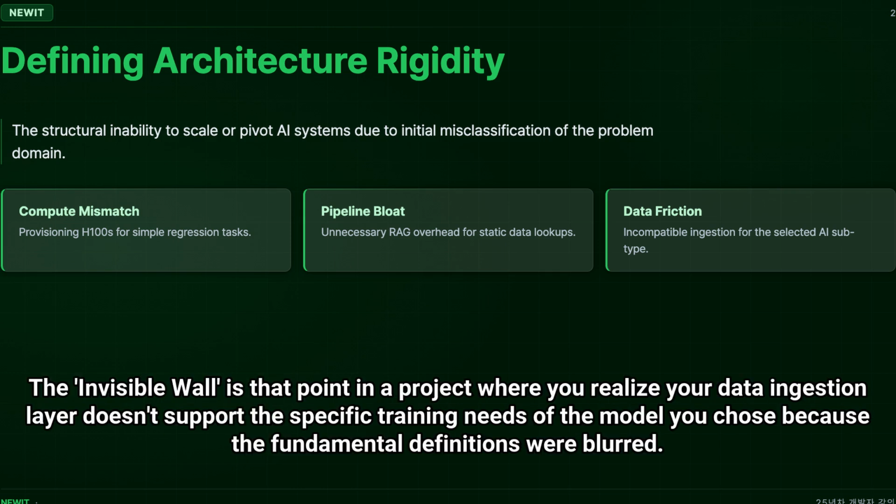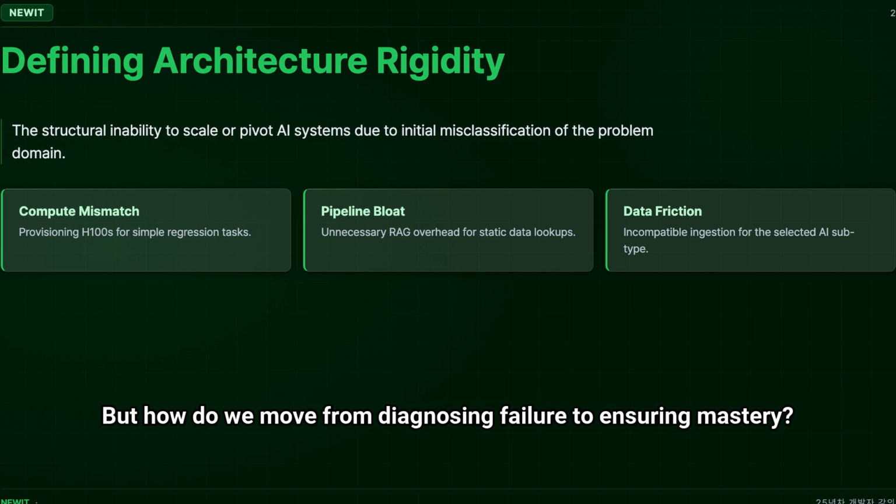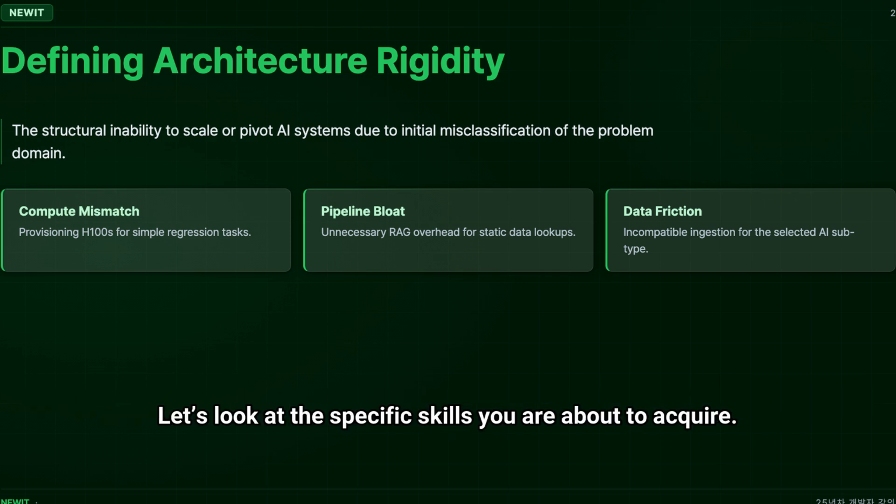The invisible wall is that point in a project where you realize your data ingestion layer doesn't support the specific training needs of the model you chose, because the fundamental definitions were blurred. This misalignment creates a bottleneck that no amount of additional funding can fix. But how do we move from diagnosing failure to ensuring mastery? Let's look at the specific skills you are about to acquire.